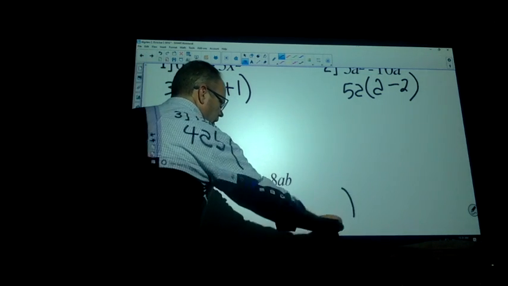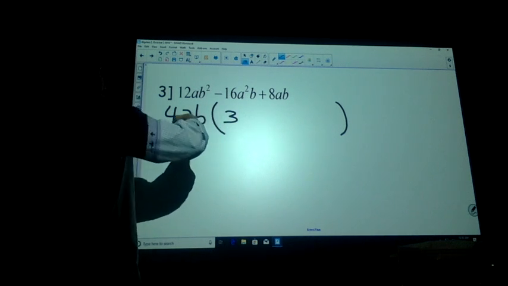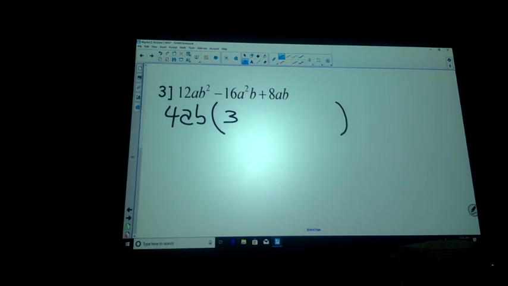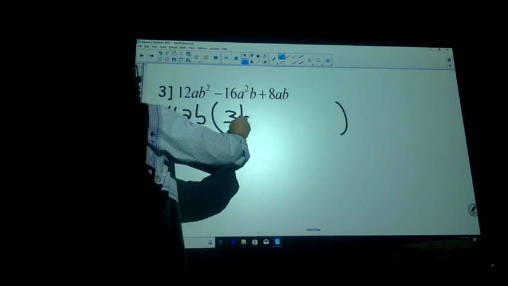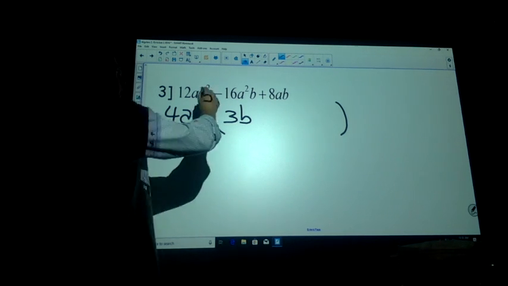If I factor a 4AB out of 12AB squared, if I factor 4 out of 12, what do I have left? 3. If I factor an A out of A, I can take it out. And are there any letters left in there? A B? Why is the B left in there? B squared, good. And then the subtraction sign comes along.